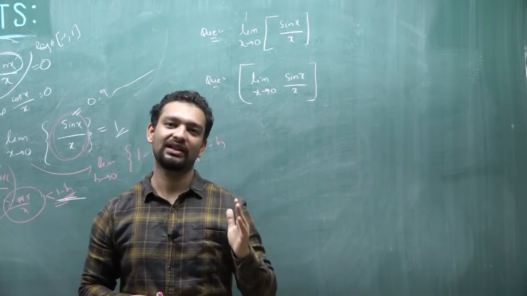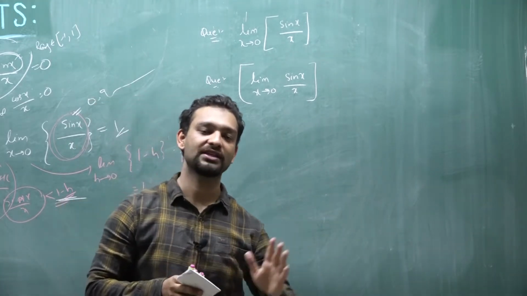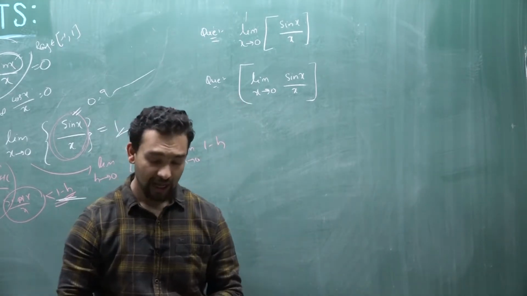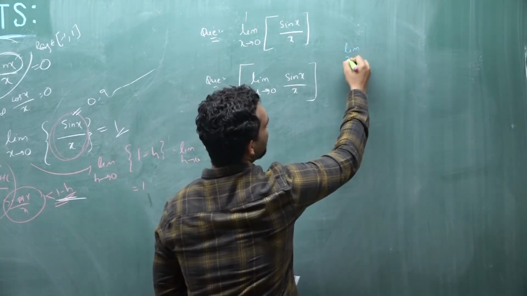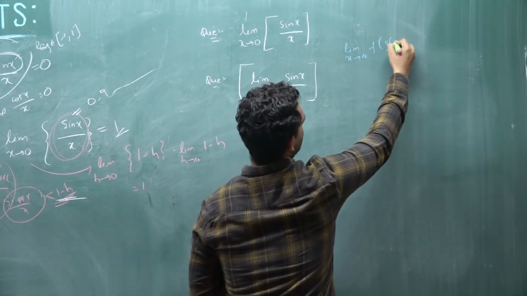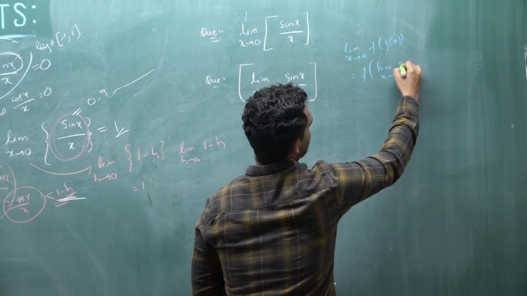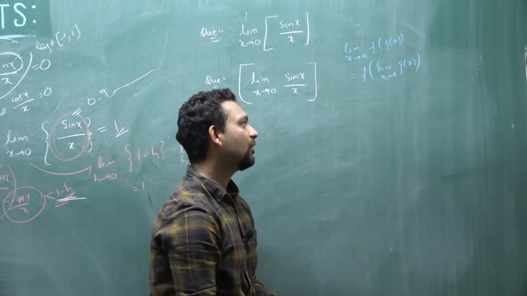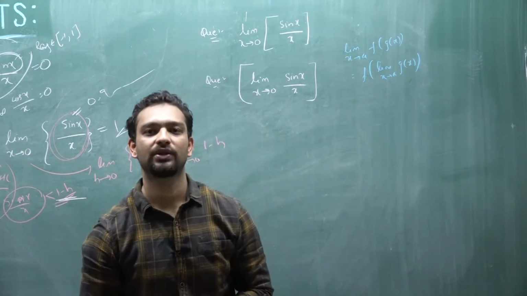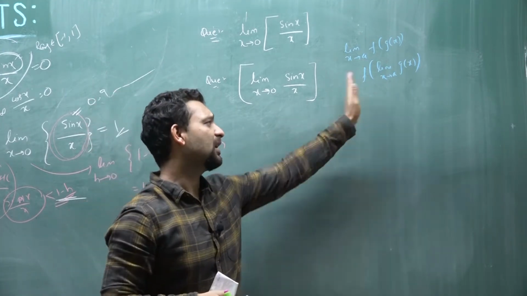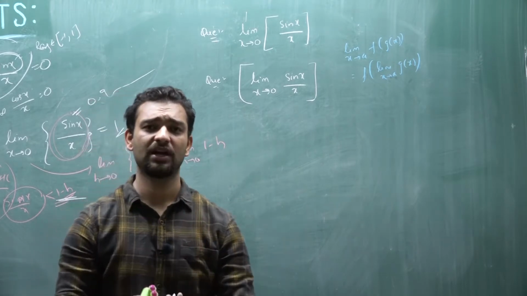Now those who are thinking they both will be the same, you are absolutely incorrect. This is where most of you make mistakes. Let me tell you what the mistake is. We have learned a property that limit x tending to a f of g(x) can be written as f of limit x tending to a g(x). The condition is that if the limit of g(x) as x tends to a comes out as m, function f must be defined at m. One more condition is that both the functions f and g must be continuous at x equal to a.